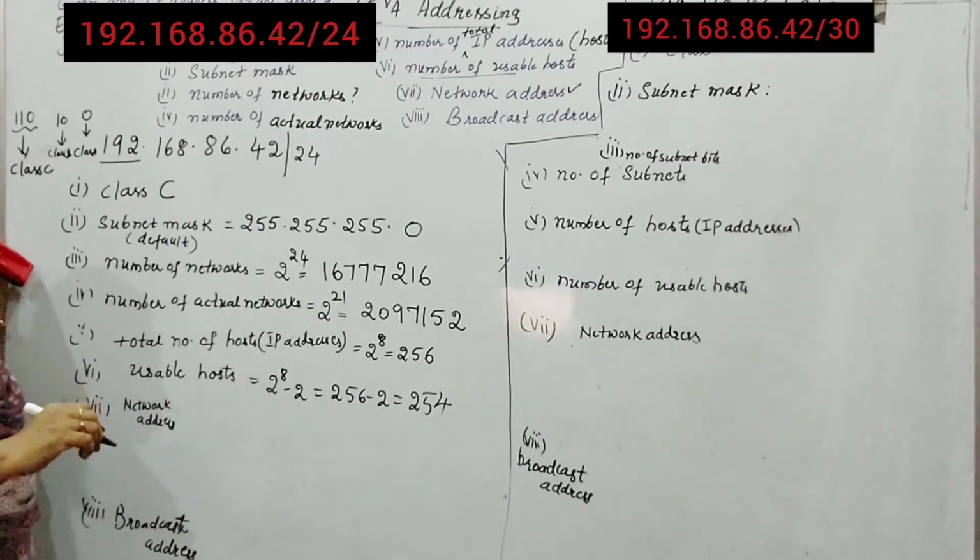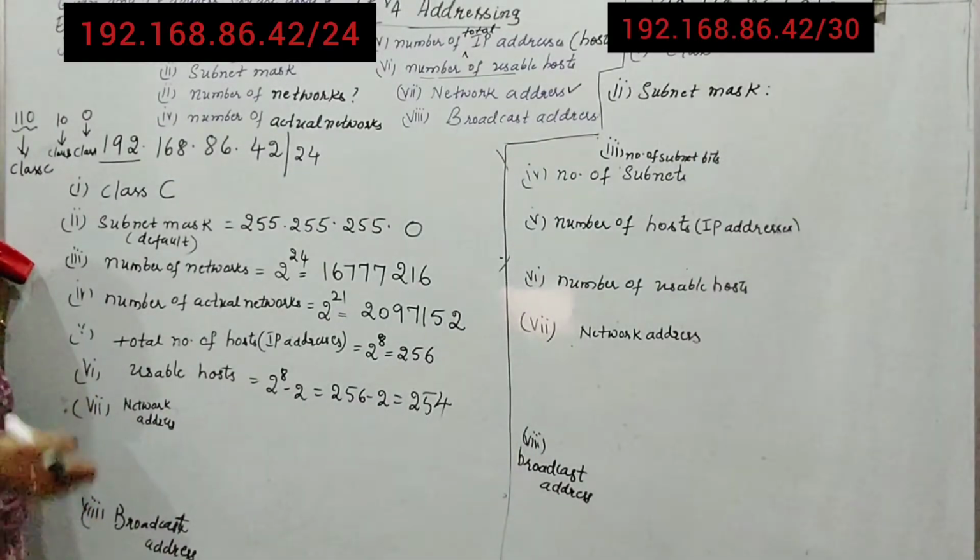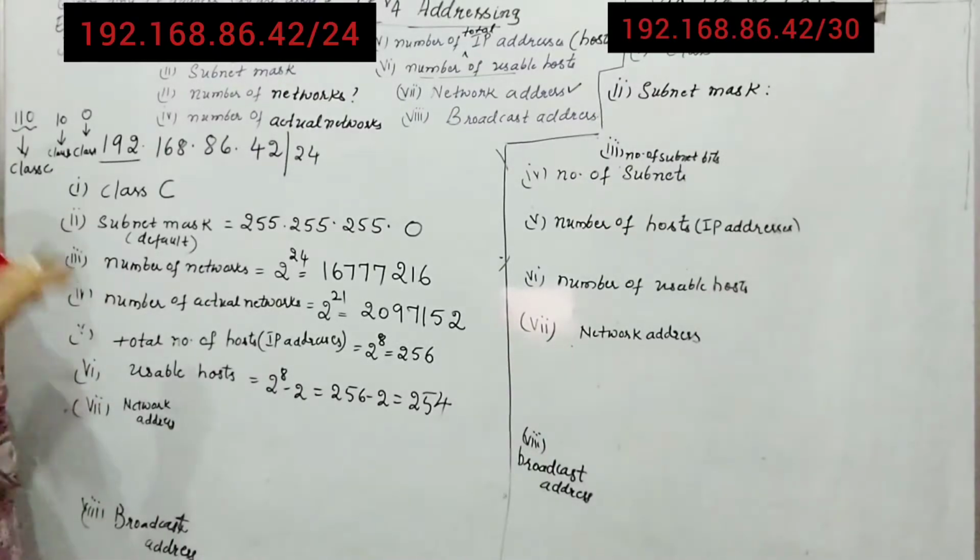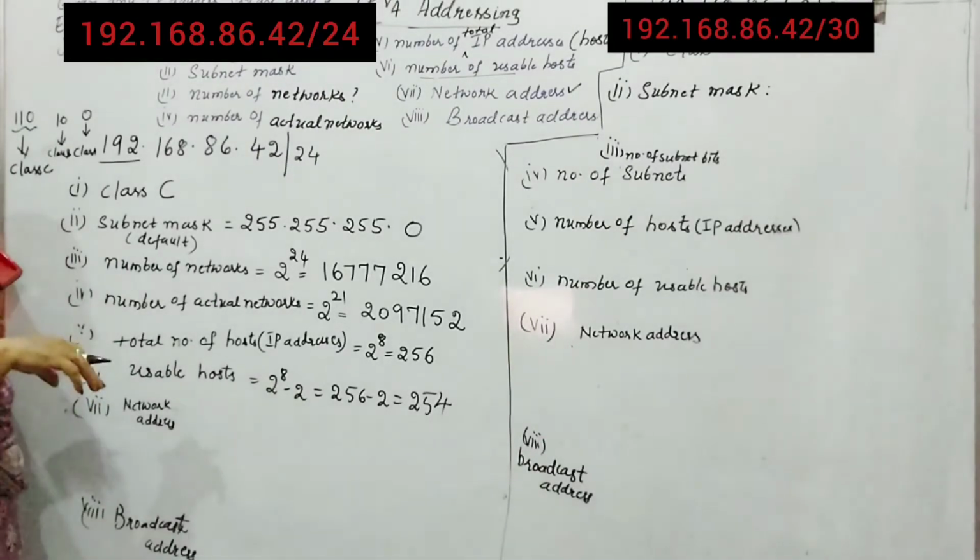So class C addressing is what? The number of networks is more, and in each network the number of hosts is less, whereas in class A it is completely reverse. The number of networks is less, and in each network the number of hosts is more.